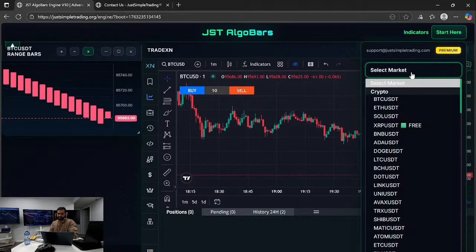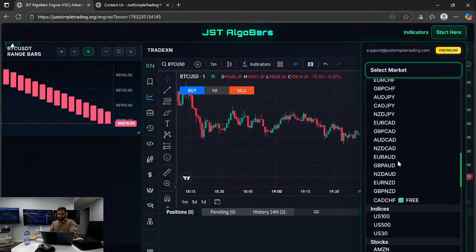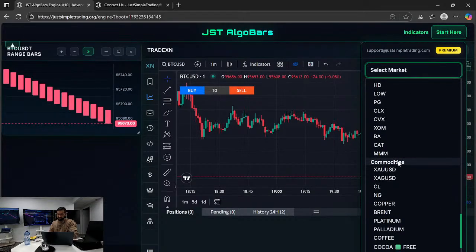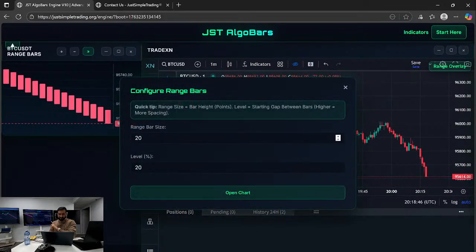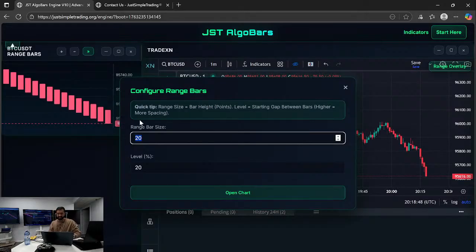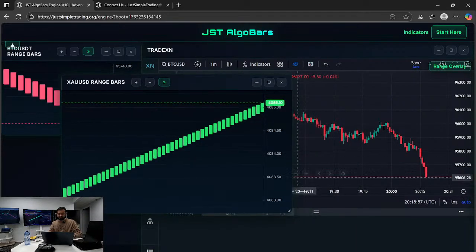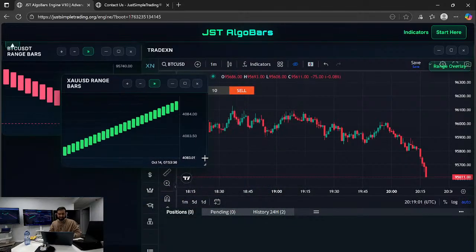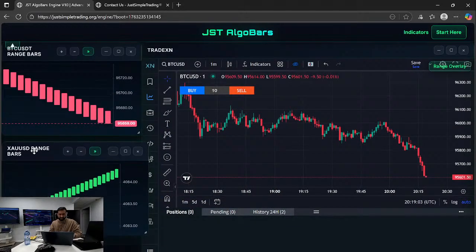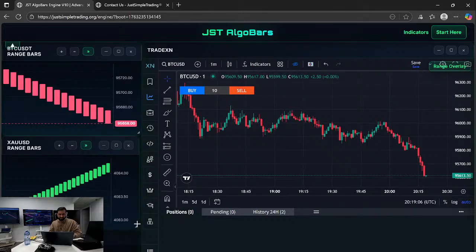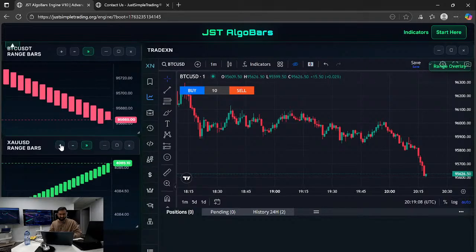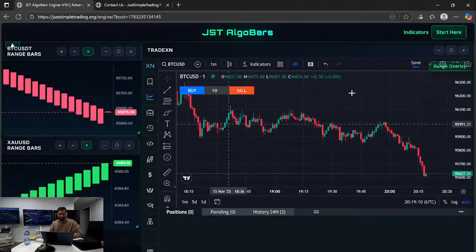So I'll click start here, select market. I'll go down right here to commodities, click gold. And for gold, I like to do around 0.5 for the range bar size. You can even do 0.2. So let's say I click open chart. Obviously, the market's closed, so it's not really going to move, but just to show you guys how I do it. Now I'll put gold here on the side as well. Now you can just zoom in and go to latest.